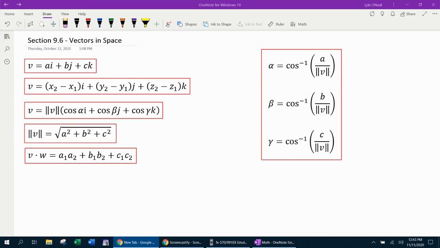Hello and welcome to our lesson on vectors in space for our trigonometry class. This is going to be from section 9.6 and we have a few formulas to go over. First, we have the formula for the standard form.